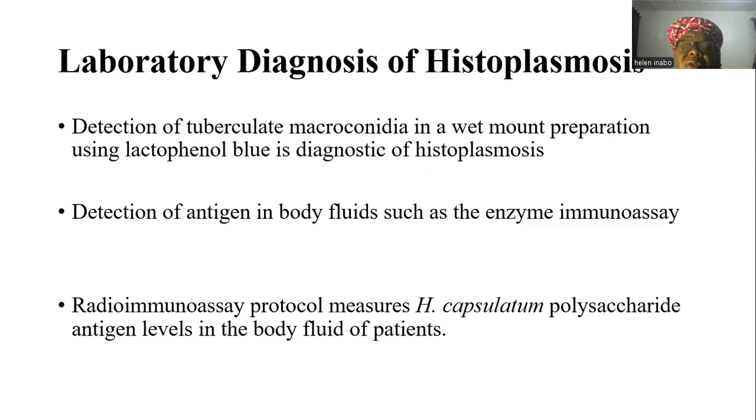Laboratory diagnosis of histoplasmosis will involve the detection of tuberculate macroconidia in a wet mount preparation using lactophenol blue. Also, detection of antigen in body fluids, such as blood and urine, using enzyme immunoassay and radioimmunoassay protocol, which measures Histoplasma capsulatum polysaccharide antigen levels in the body fluid of patients.